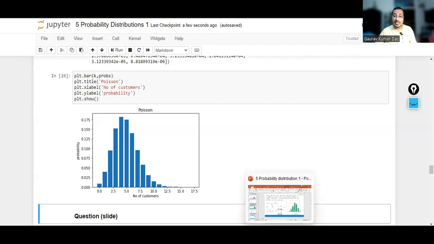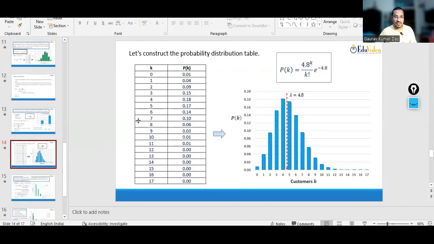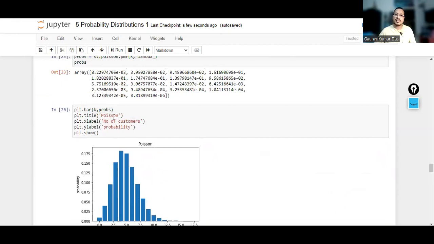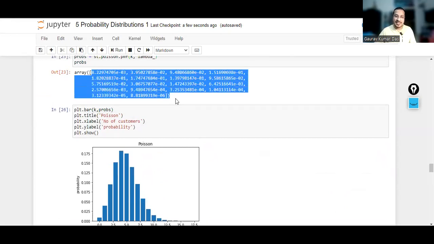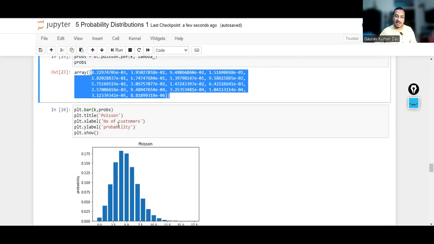Okay, so let's now go to the slide and try to see where it was. So this was the question, right? And we had to calculate this using this formula. Next, we use this formula to create this table of the events and their corresponding probabilities, and then plot the distribution graph. But here it is very simple. You can directly use a single function to calculate all the probabilities and then plot it against the number of events to get the bar diagram. This is your probability distribution graph.